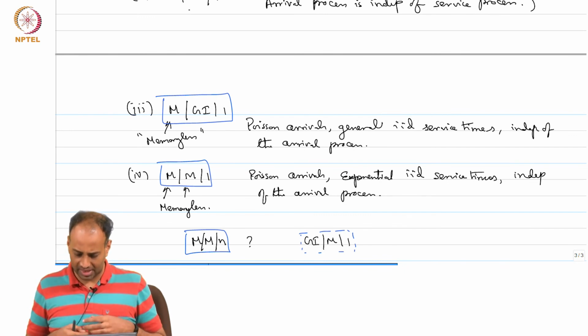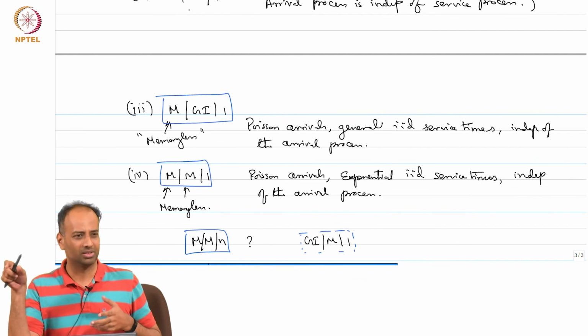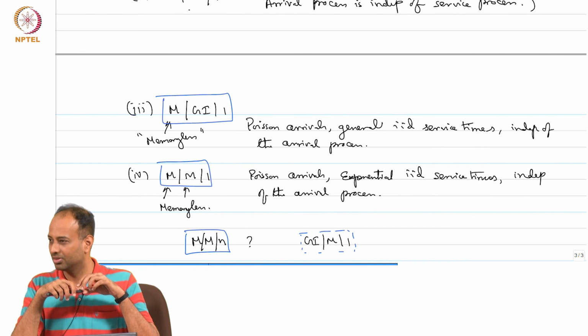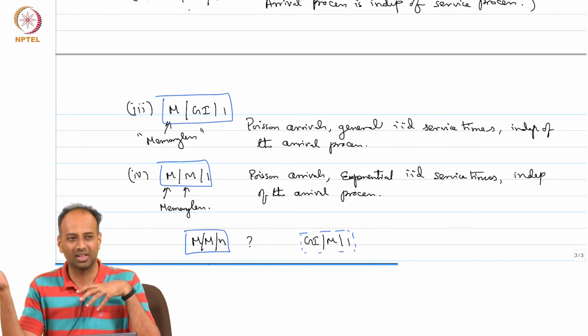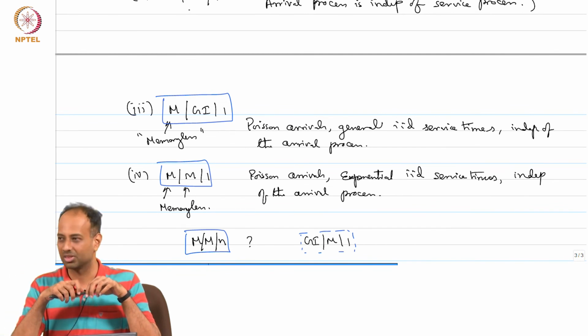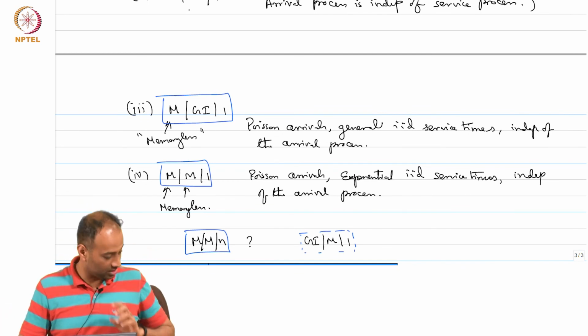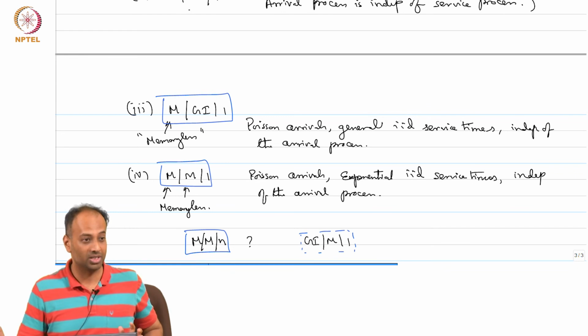Okay. And often this GI is dropped, usually people just speak of MG1Q or MG infinity Q, and it is assumed that the service times are independent across customers. Okay. In fact, I think Gallager's book just uses MG1, MG infinity. Okay.